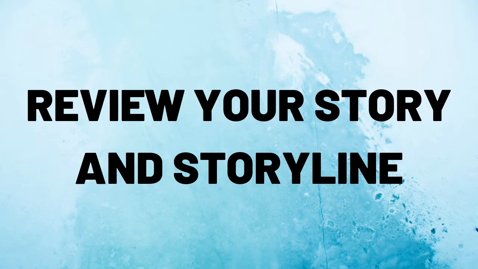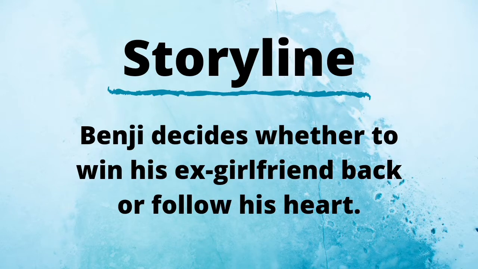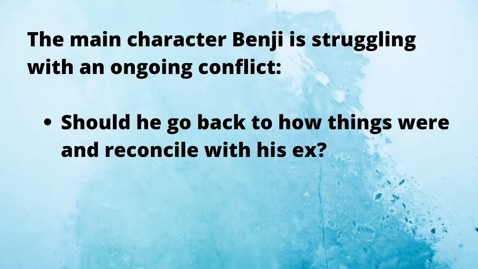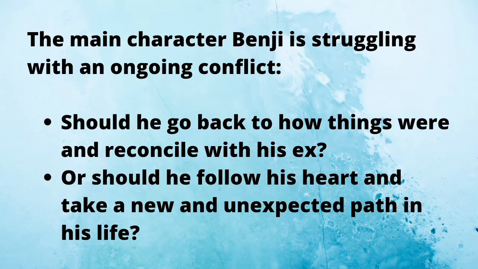I'll use an example from my How to Write the Story of Your Dreams video. For that particular story, I identified the storyline as Benji decides whether to win his ex-girlfriend back or follow his heart. This storyline I created basically describes the main character Benji, who is struggling with an ongoing conflict. Should he go back to how things were and reconcile with his ex? Or should he follow his heart and perhaps take a new and unexpected path in his life? I identified those details as the most important information that tells what the story is about. Once we have gathered that, it's time to move on to the next step.